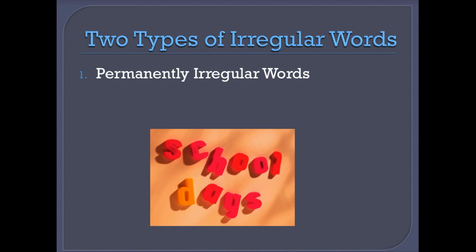Also the number one, the spelling O-N-E, is another one. Been, B-E-E-N, those are definitely some permanently irregular words.